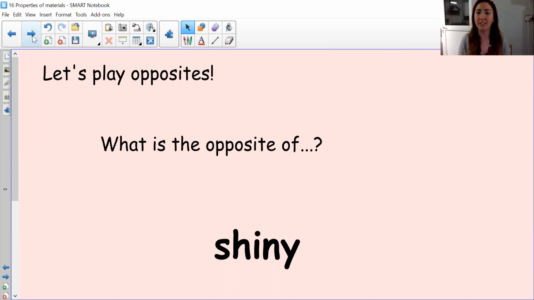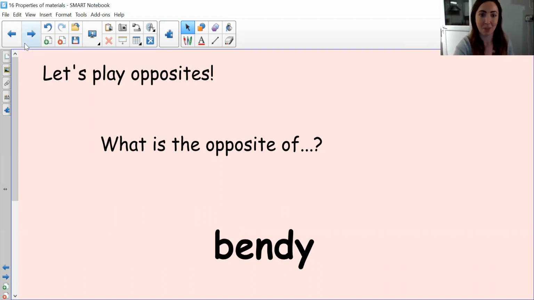What is the opposite of shiny? Okay, so opposite of shiny would be dull. So shiny means that it reflects light and is very bright. Dull means doesn't reflect light, not very bright. Okay, let's see what the next word is going to be. What is the opposite of bendy?